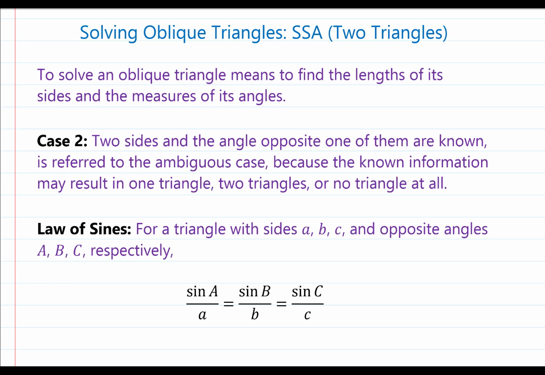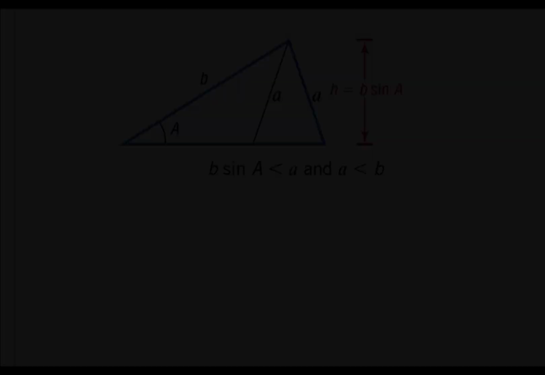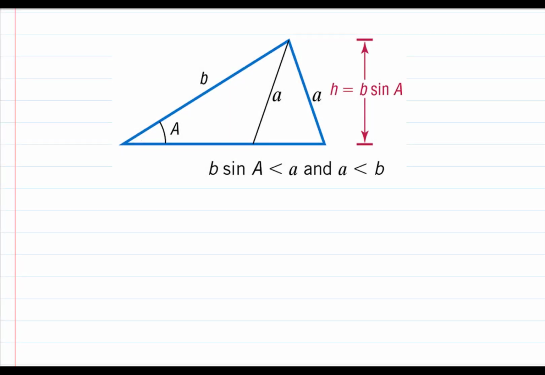For a triangle with sides A, B, and C and opposite angles A, B, and C, we would use the proportion: sine of angle A over side A is equal to sine of angle B over side B, which is also equal to sine of angle C over side C. We will use this diagram to illustrate the information we're given for side-side-angle. In this case, we're given angle A and the opposite corresponding side A and side B.